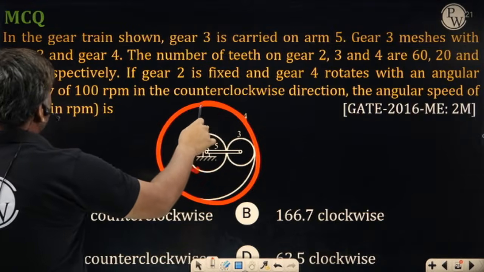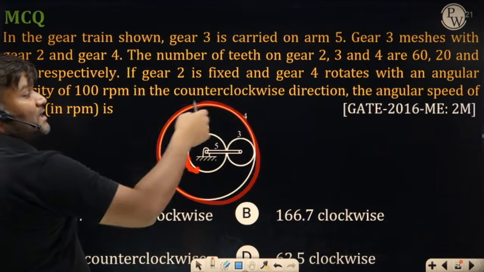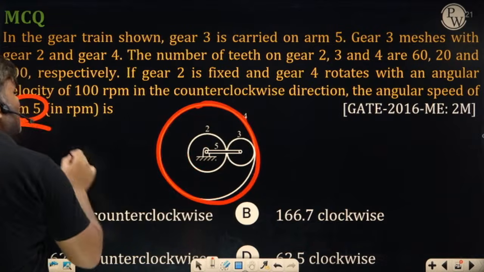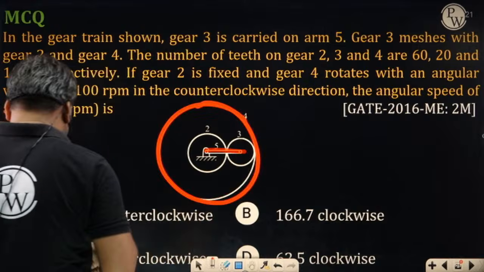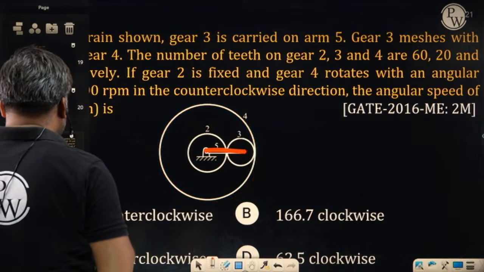Okay, if gear 2 is fixed, this gear 2 ko they have fixed, and gear 4 is rotating with angular velocity of 100 rpm in the counterclockwise direction, tell me what is the angular speed of the arm. How can we solve this question?